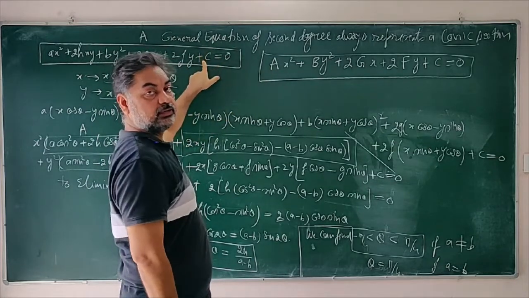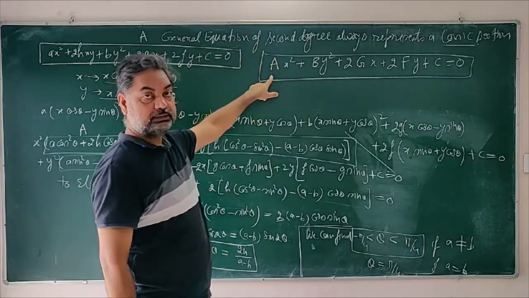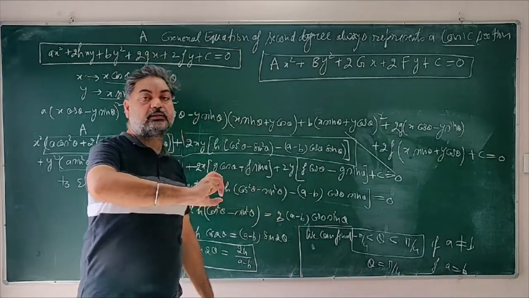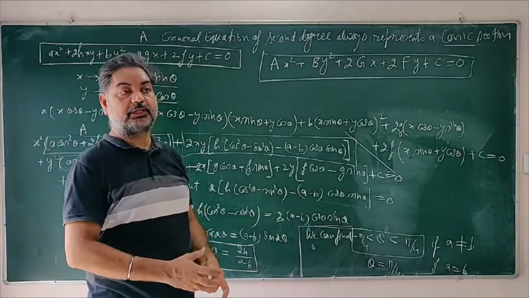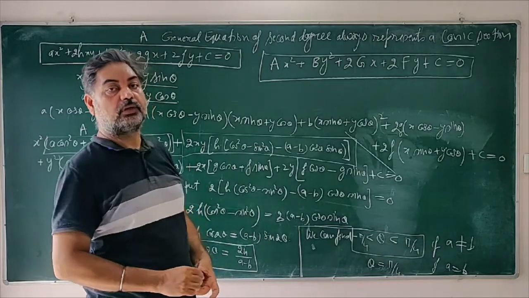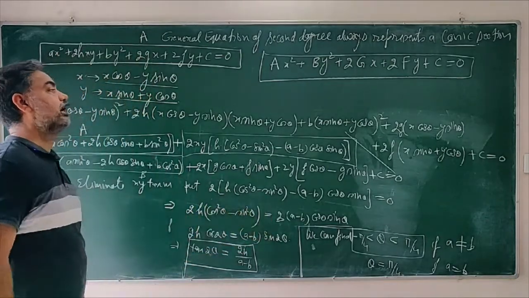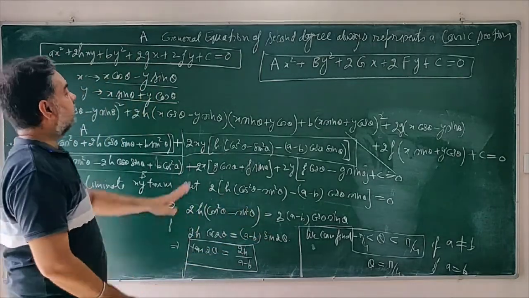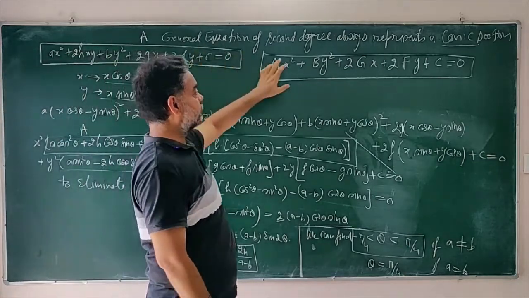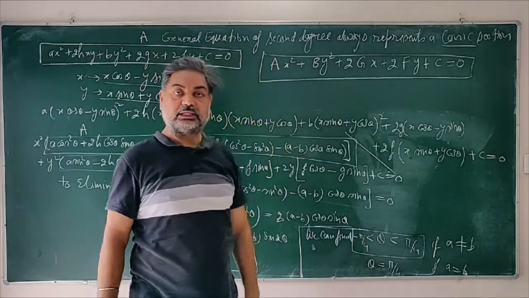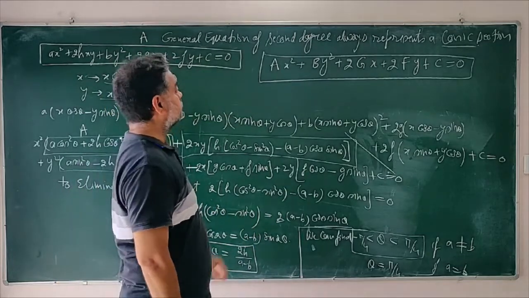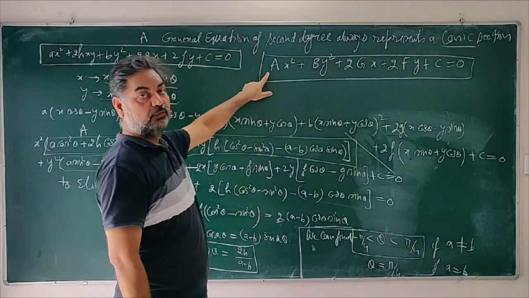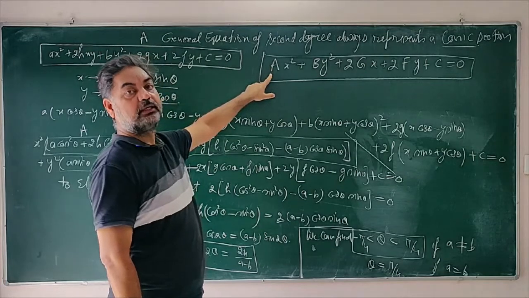This general second degree equation can be reduced to an equation of this type by rotating the axis by an angle theta in the anti-clockwise direction. Right? So by rotating the axis, you can reduce this general second degree equation to an equation of this type. Now we will discuss some cases for this equation, what this equation will represent under various cases.